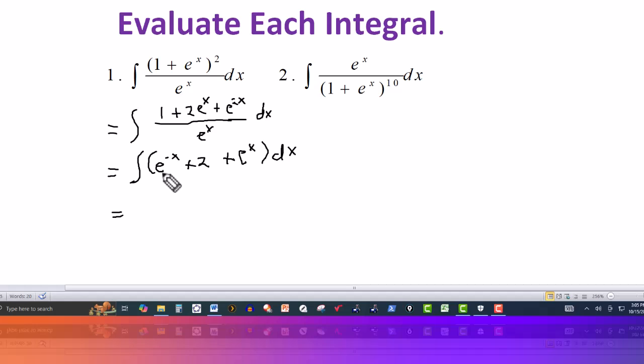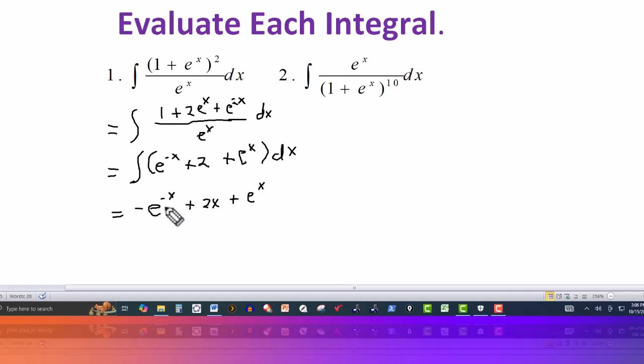The integral of e to the minus x is e to the minus x, divided by the derivative of minus x, which is negative 1, so this will be minus here. The integral of 2 with respect to x is just 2x. The integral of e to the x is just e to the x. And you can easily check these by just taking the derivative.